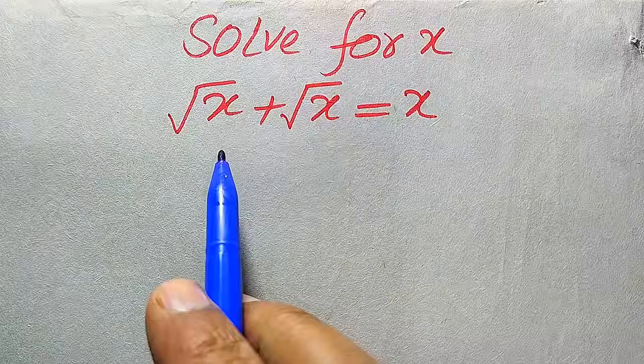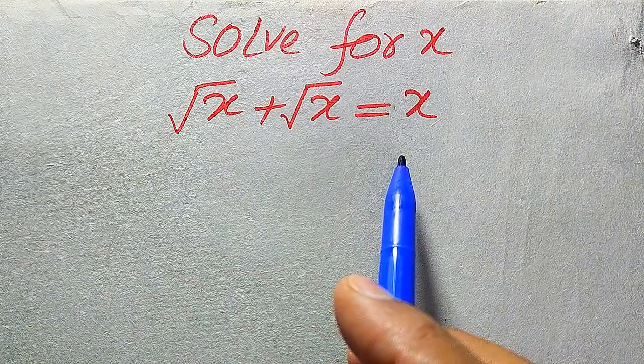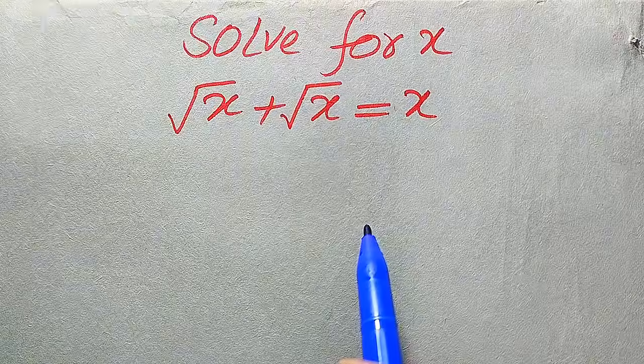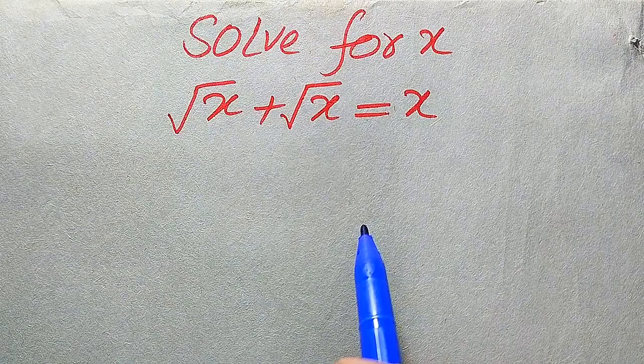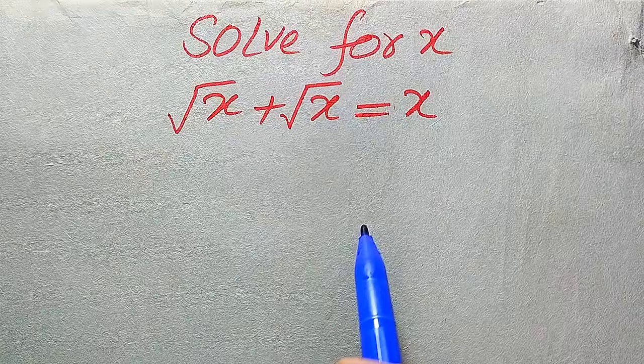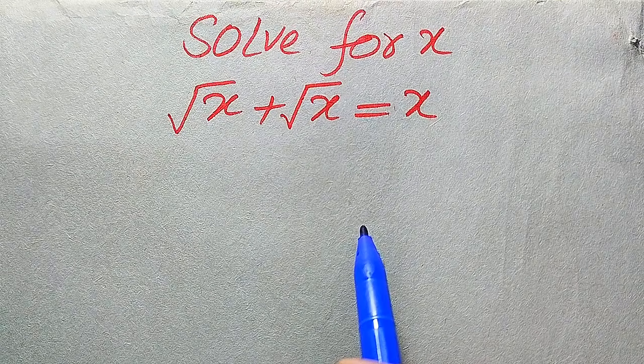So here we have square root of x plus square root of x is equal to x, and we solve this problem for all the values of x. So here first we need to find all the roots of this equation, and at the last we will verify which of the roots are solutions and which of the roots are extraneous roots.